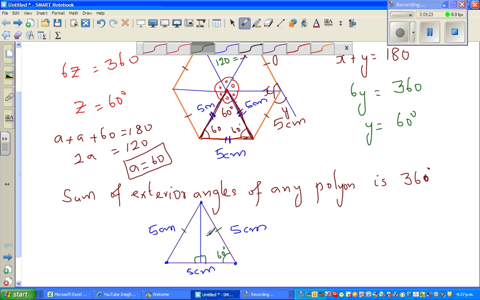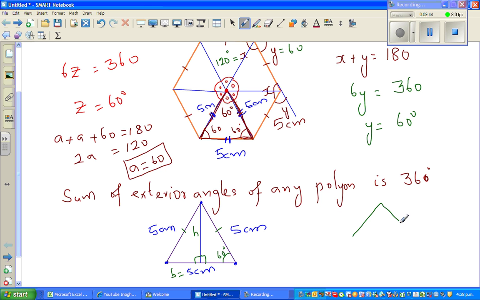I want to find the area of a triangle. I need the base, which is 5 centimeters, and I want to find the height. This is my h. I'm going to use SOHCAHTOA. For this angle, this is the opposite and this is the hypotenuse. So I'll draw the SOH triangle.